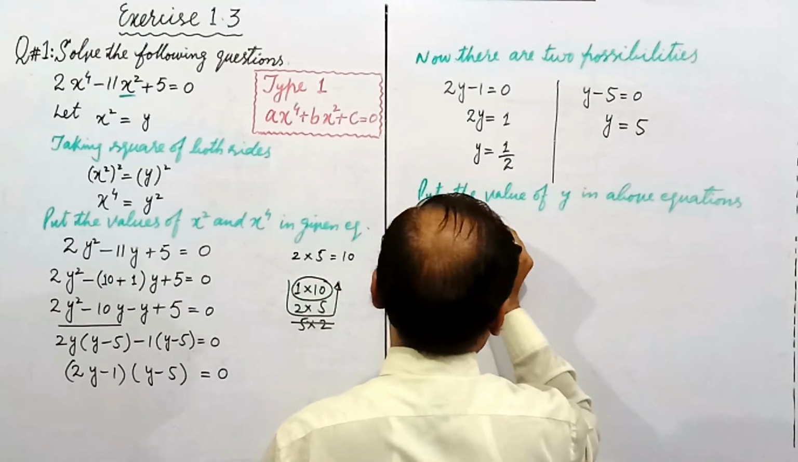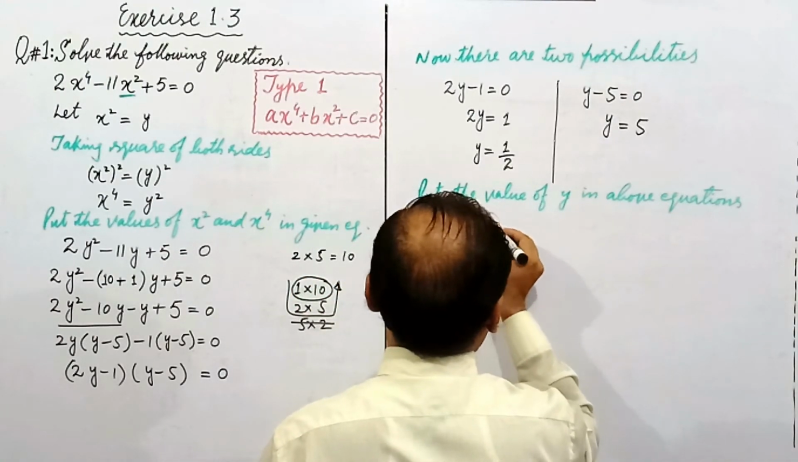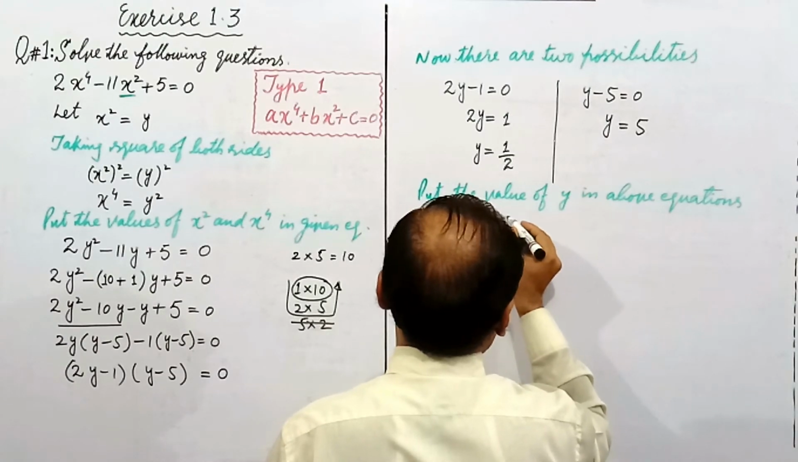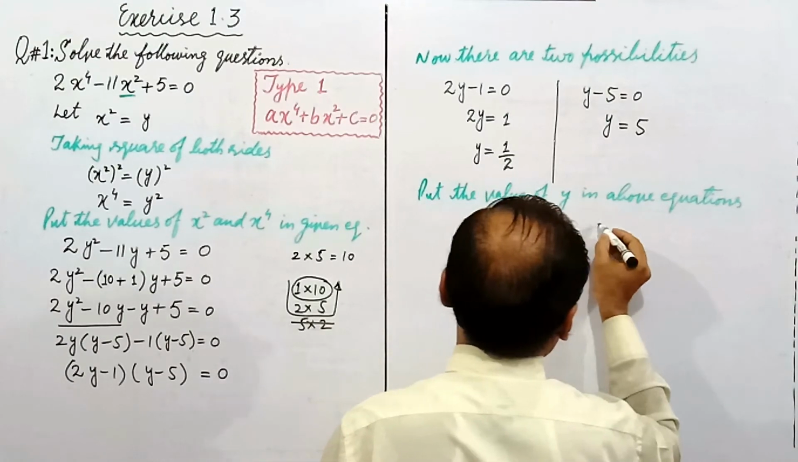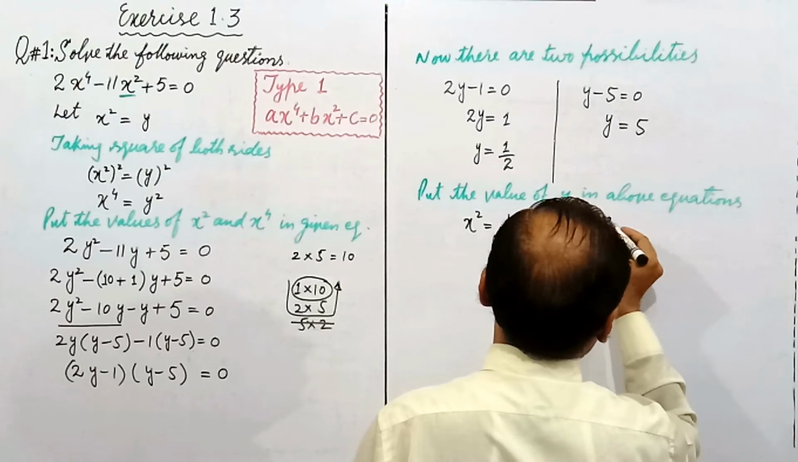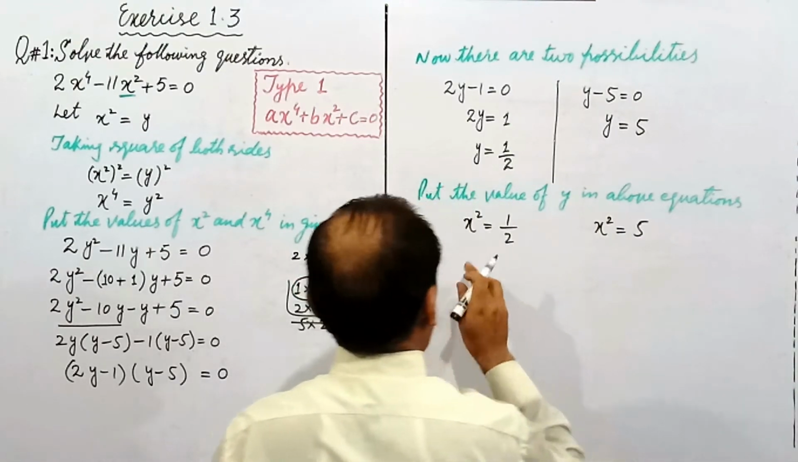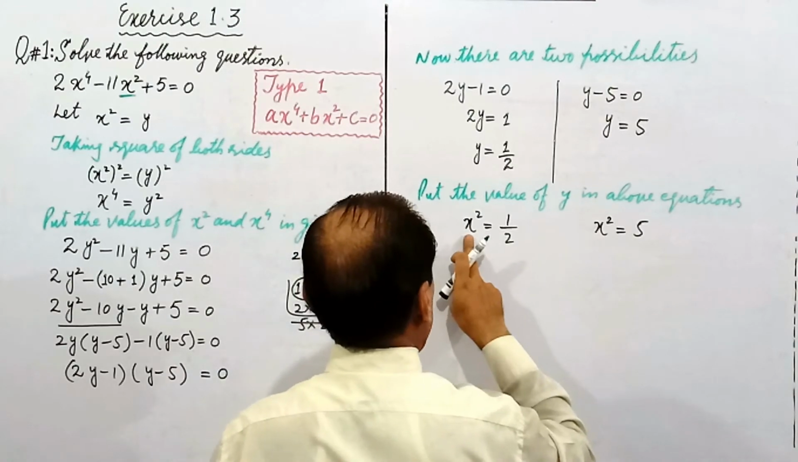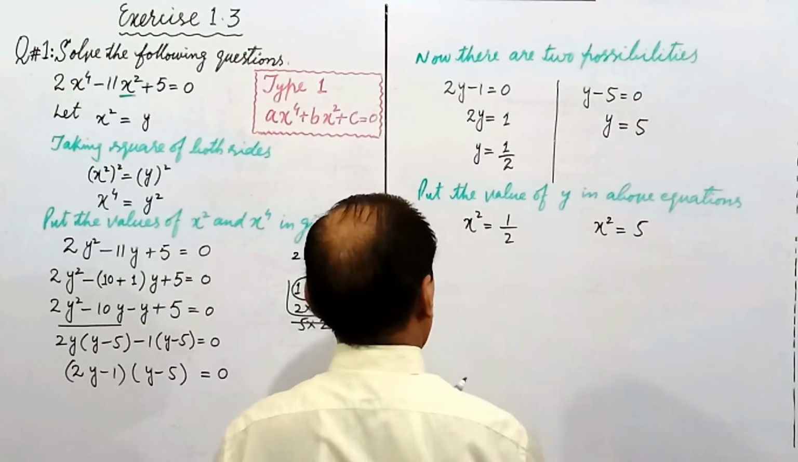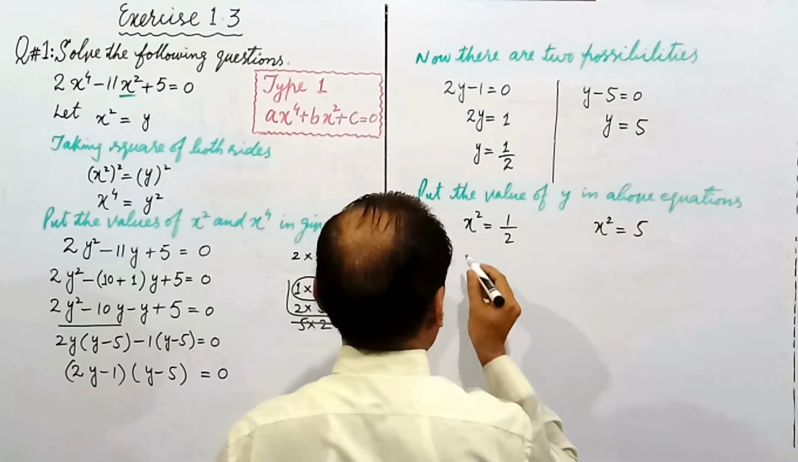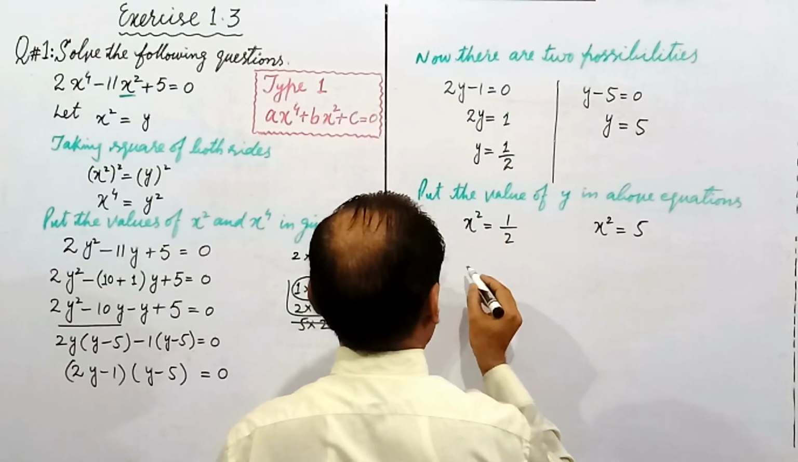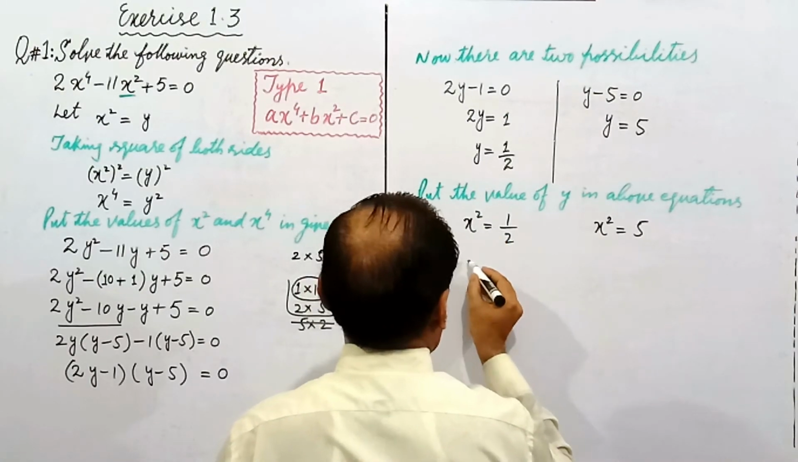We have x squared is equal to 1 over 2, and in the second, x squared is equal to 5. As we are required to find the solution, we need the value of x rather than the value of x squared. So it means we have to remove this square. For this we take the square root of both sides.